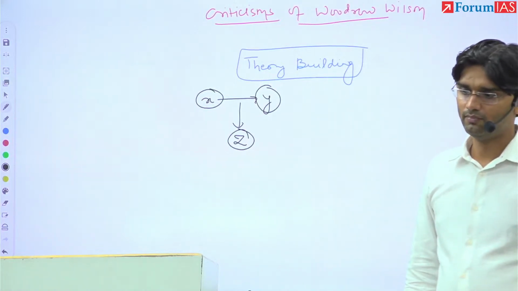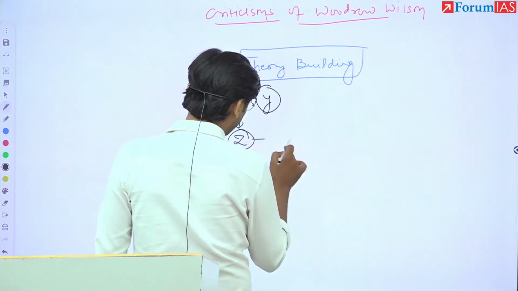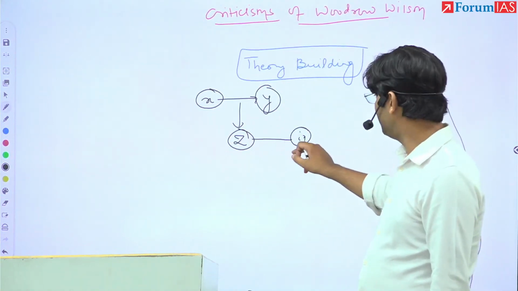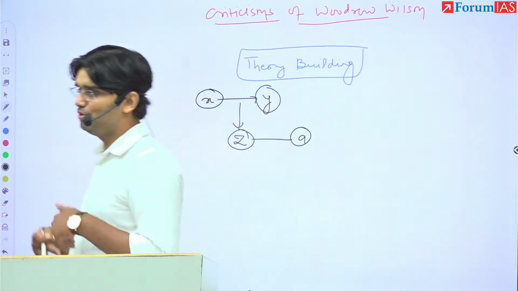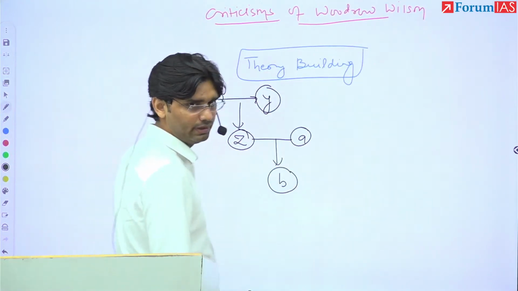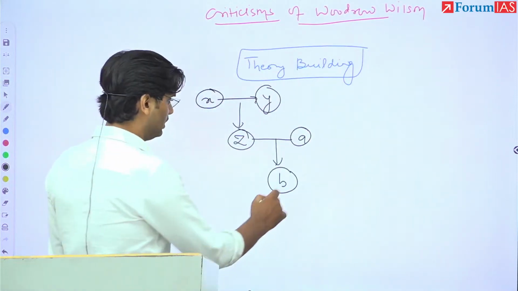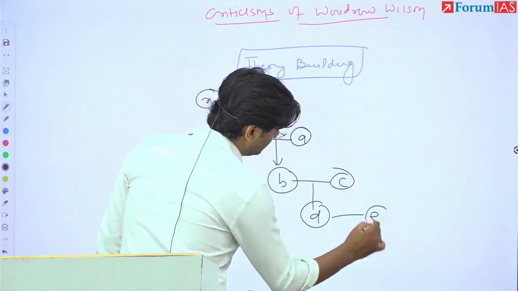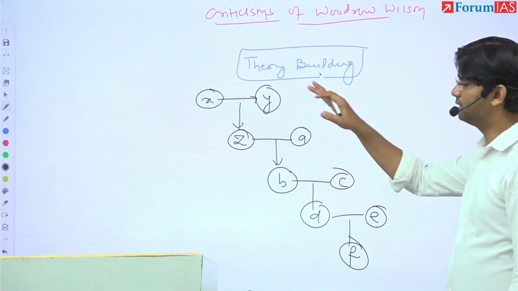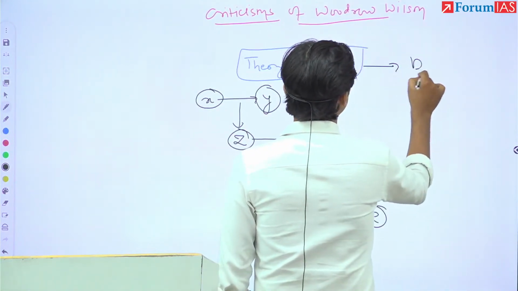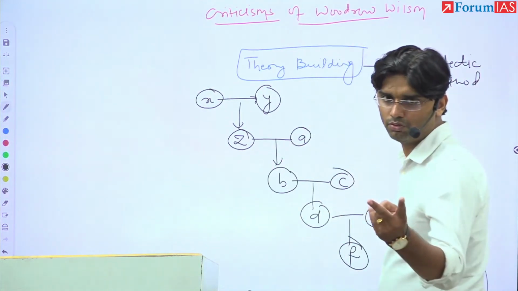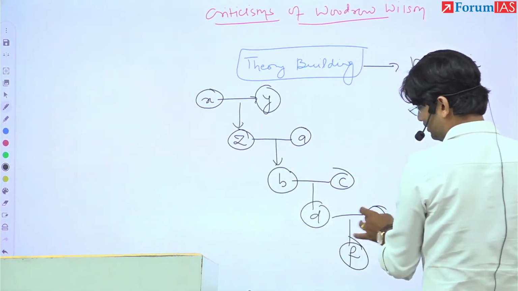So one new person will come and he will criticize Z, and with a little improvement he will argue on the theory of Z, and he will give one new theory, that is A. Again a new person will come, he will combine both and do criticism and give theory B. You are getting this point? So again C, then D, then E, then F. In reality, in every social science, you will find this method of theory building, and this method is known as the dialectic method of theory building. Dialectic means, di means two. 1, 2, 3, 1, 2, 3.